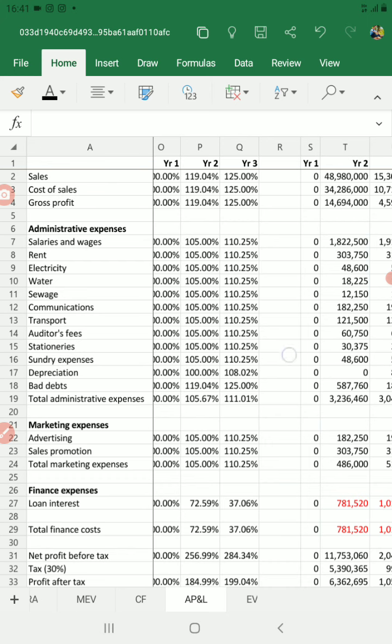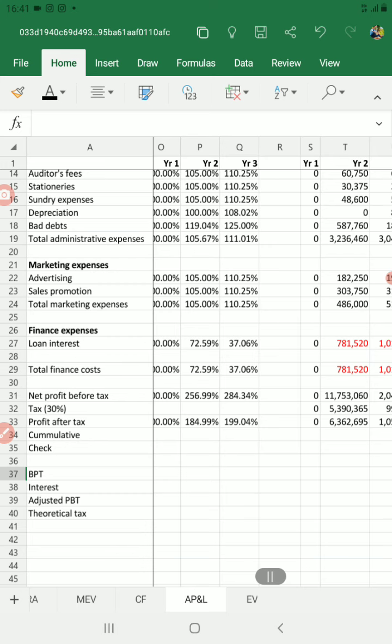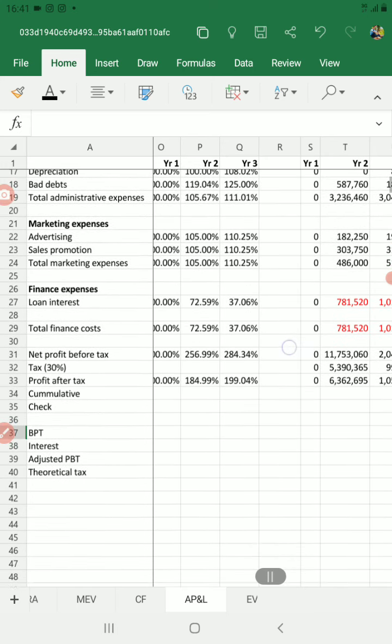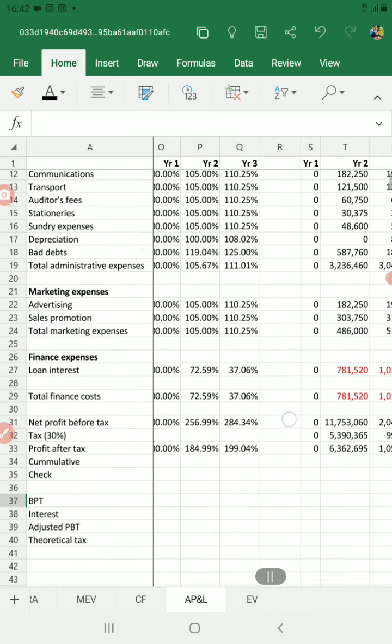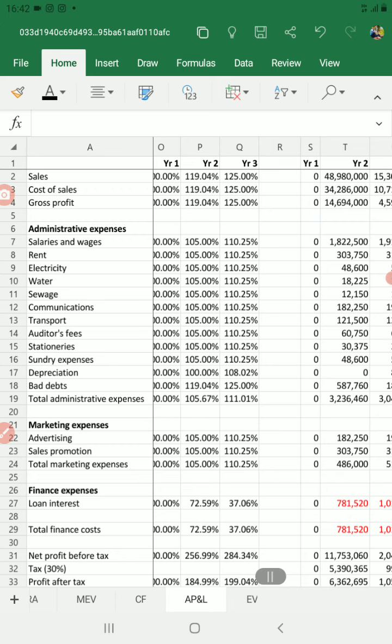Okay, so that's it about the income statement. We will do it in another tutorial. The next tutorial will do it for the balance sheet and then for the cash flow.